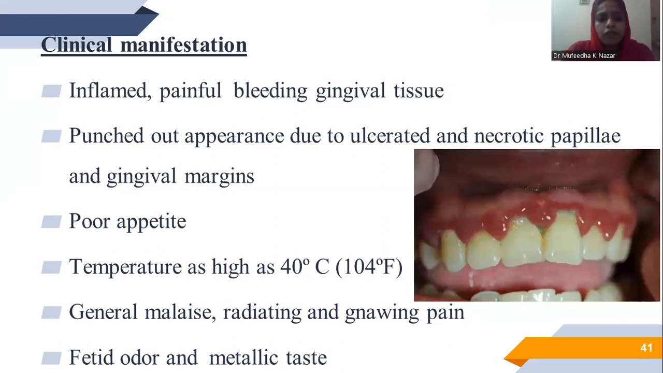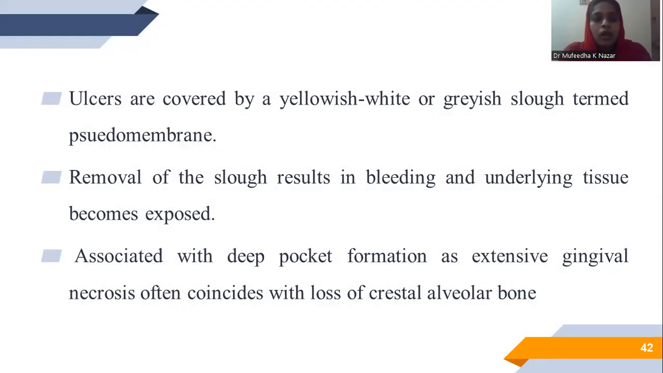The patient also often complains of fetid odor and foul metallic taste. The ulcers seen in the oral cavity are usually covered by yellowish, white, or grayish slough termed pseudomembrane, and the removal of this pseudomembrane results in bleeding. Another finding in these patients is the formation of deep pockets with gingival necrosis.